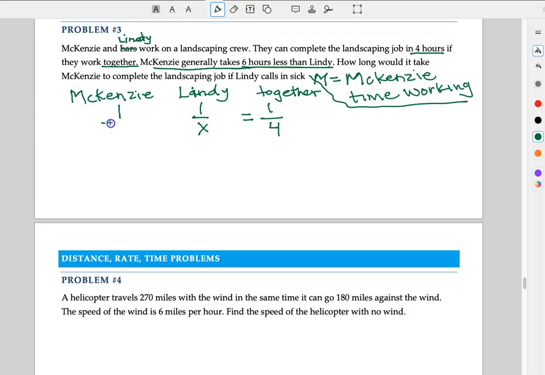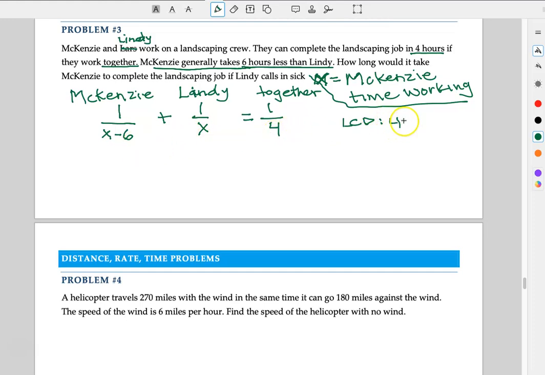And then we have to think about the relationship between Lindy and Mackenzie. I'm going to change this to X because I have it here. If she takes 6 hours less than Lindy, then X minus 6. However much time it takes Lindy, we minus 6 off of that. And since they're working together, that makes it a plus sign in between.